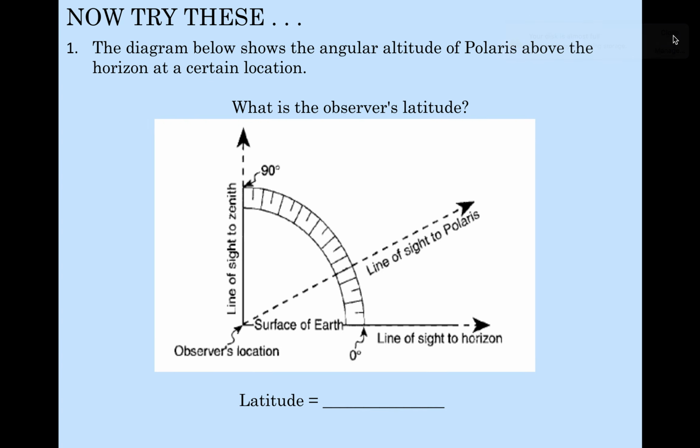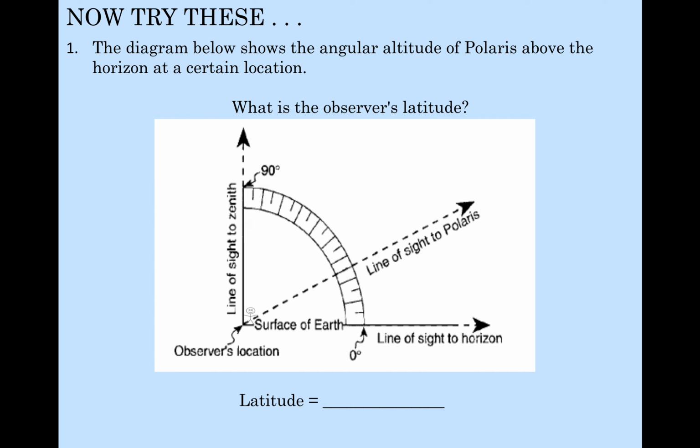All right, now let's try some questions. So, the first question says, the diagram below shows the angular altitude of Polaris above the horizon at a certain location. What is the observer's latitude? So let's look at our diagram. First, you can see that our observer is right at that corner. That's where our observer's location is. I like to draw a little human to remind myself that that's where the observer is.